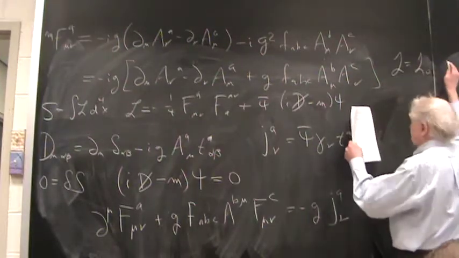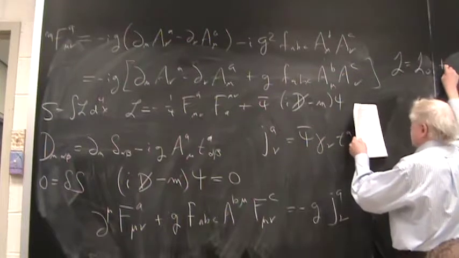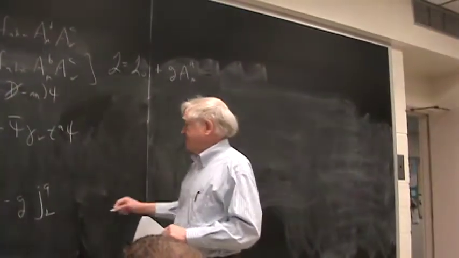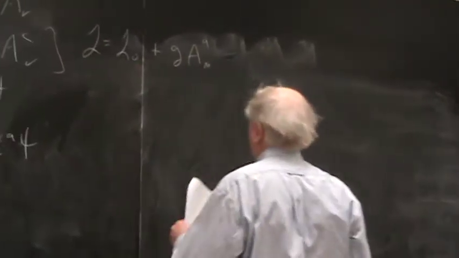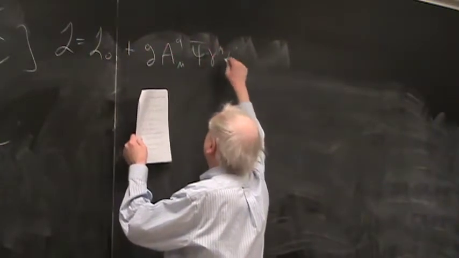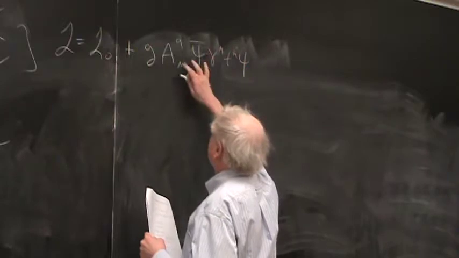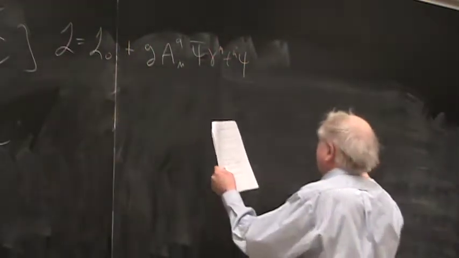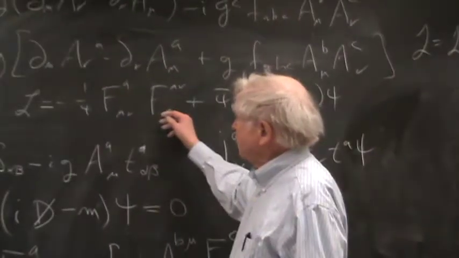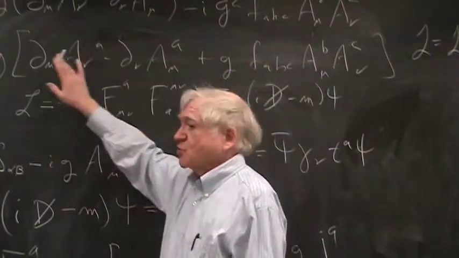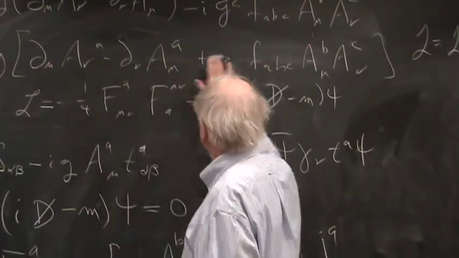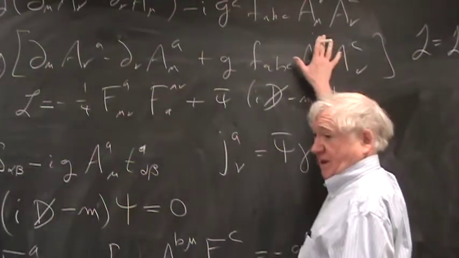So L then is equal to the quadratic Lagrangian, the G equals zero Lagrangian, plus a G A A mu. And then this I could write as just J A mu, upper mu, but I might as well write it as gamma mu T A psi. So we sum over the mu's and the a's. That's the easy part. But you see, you're squaring A, so you've got this thing squared. This squared gives you L, the gauge part of L0. Then you've got a cross term of derivatives times this, and then you've got this squared.